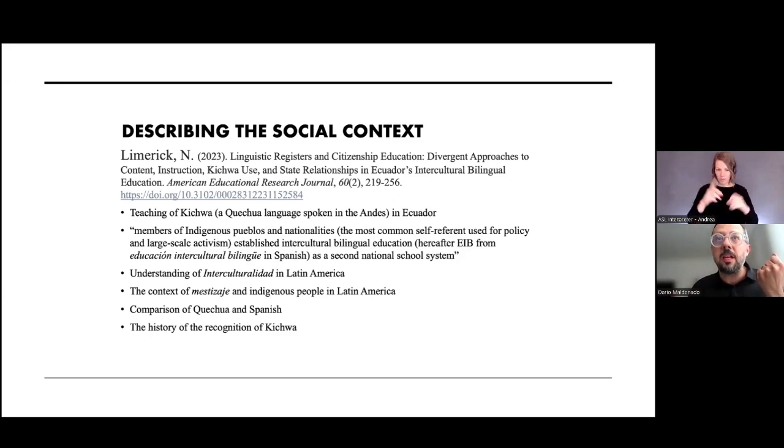But then they tell us that they are talking about Quechua, which is a language spoken in the Andes in Ecuador. They also take care of making us understand the meaning of interculturalidad in Latin America. This is about interculturality, but they are using interculturalidad because this is very specifically understood in the context of Latin America. So they are not only speaking about Ecuador, but they are already speaking about what happens in all Latin America. They also speak about the context of mestizaje, which is the way we understand in Latin America our ethnic origins, and it speaks about all the mix of people.